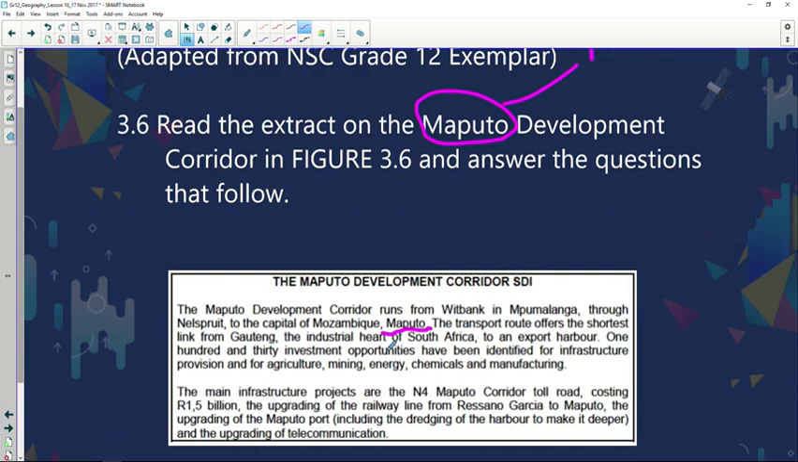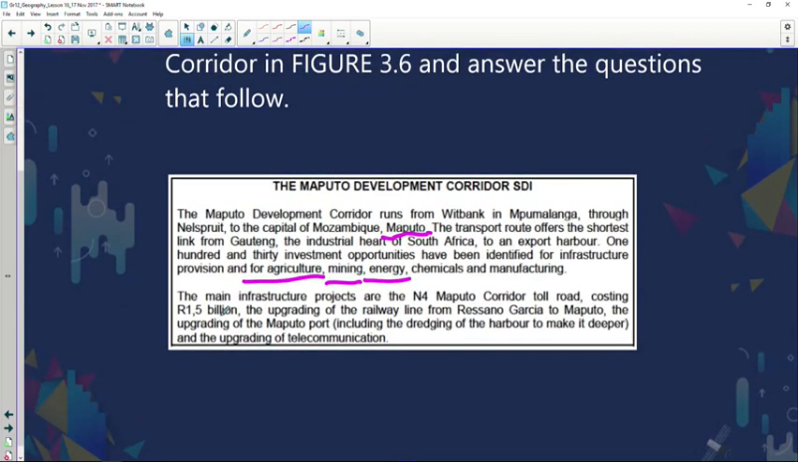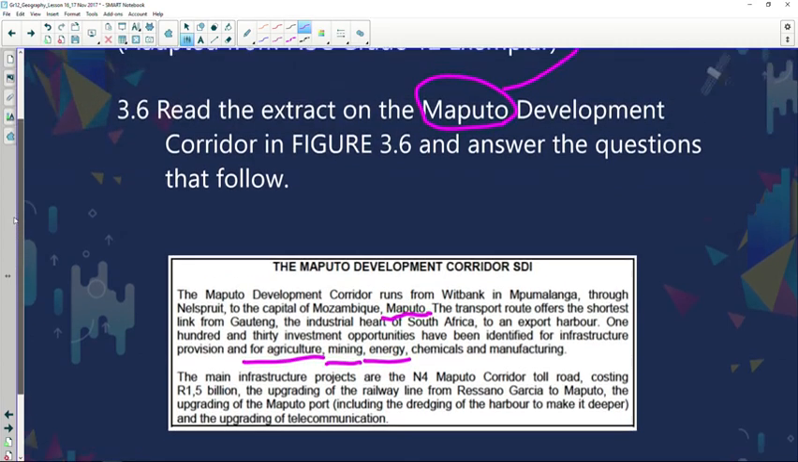150 investment opportunities have been identified for infrastructure provision and for agriculture, mining, energy, and manufacturing. So people are investing because they see it as a sound investment. They can make money of it, and it can improve the quality of life of the people. The main infrastructure projects are the N4 Maputo Corridor toll road, costing 1.5 billion, the upgrading of the railway line from Ressano Garcia to Maputo, the upgrading of the Maputo port, port is a harbour, and the upgrading of telecommunication. So that's the case study that we're going to discuss now. Just stay tuned, and after the break, we're going to look at the questions. See you in a bit.